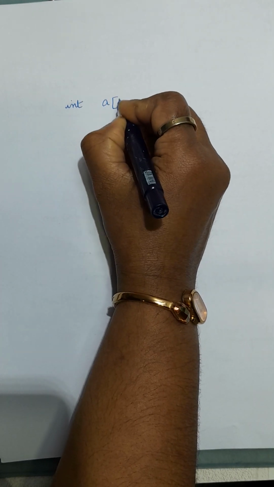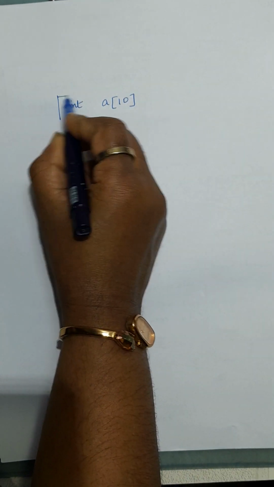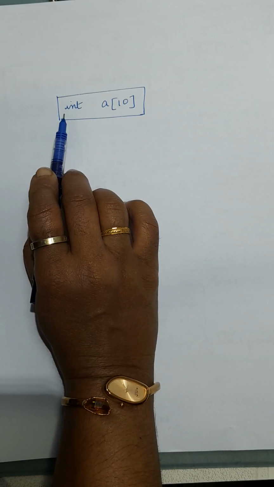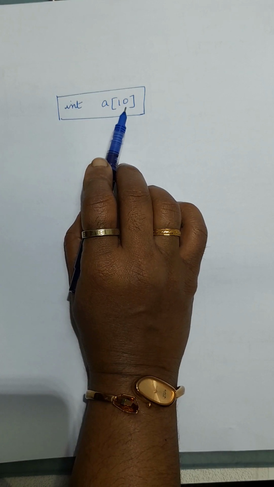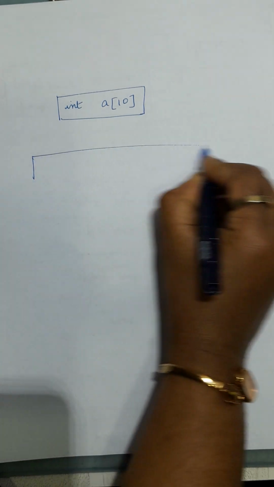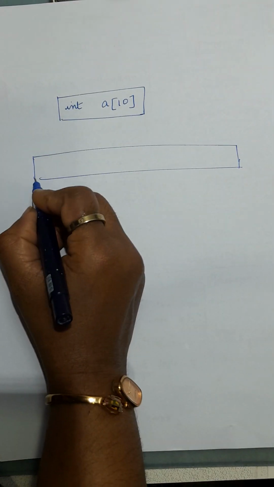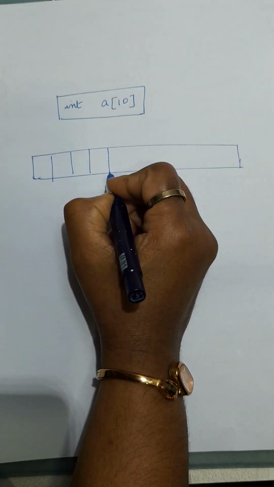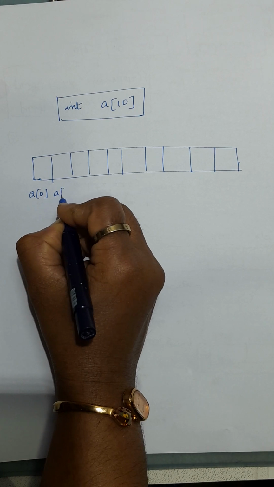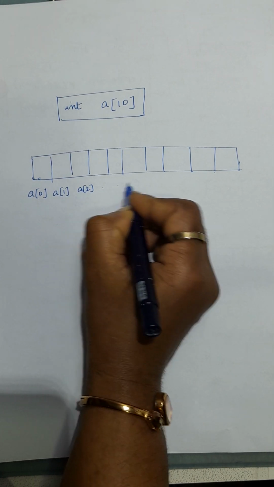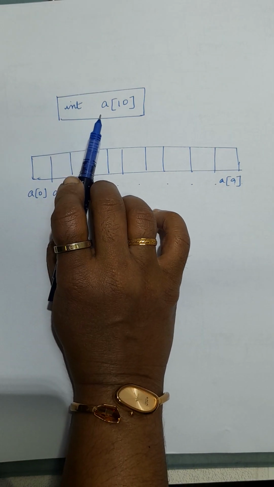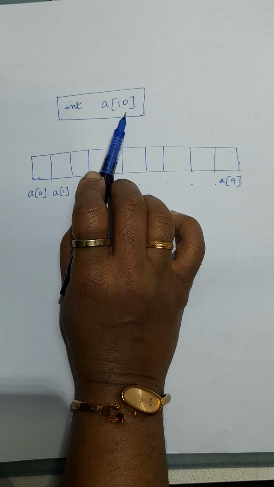int a[10]. This is an array declaration, which means I need to store 10 integer values. So before storing the value, we have to allocate memory for the array. So we will have 10 blocks, 1, 2, 3, 4, 5, 6, 7, 8, 9, 10, starting from index a[0], a[1], a[2], and so on up to a[9]. Now array variable a can store a maximum of 10 elements.